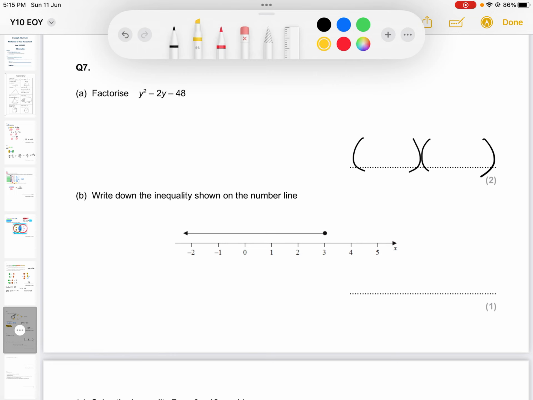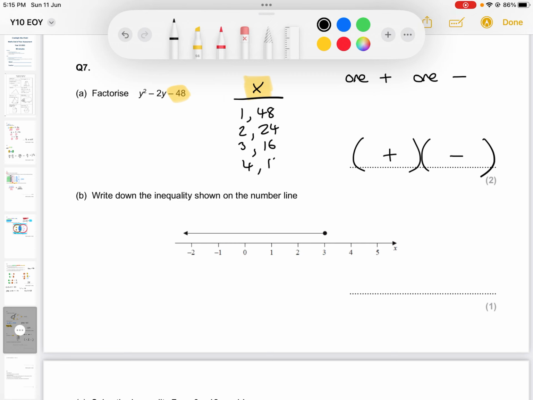Now, when we're factorizing a trinomial into double brackets, we first of all look at what times what makes the number at the end, that minus 48. The fact that there is a negative means that we're going to have one plus and one minus inside our brackets, so I can put that in straight away. And then the numbers that times together to make 48, I'm going to list them out just now. You don't technically need to do this, but if the numbers jump out at you, then that's perfect.